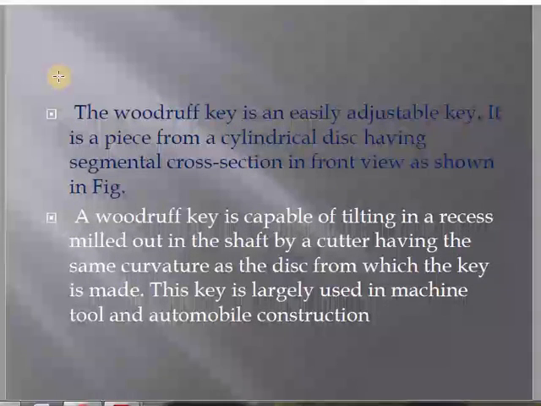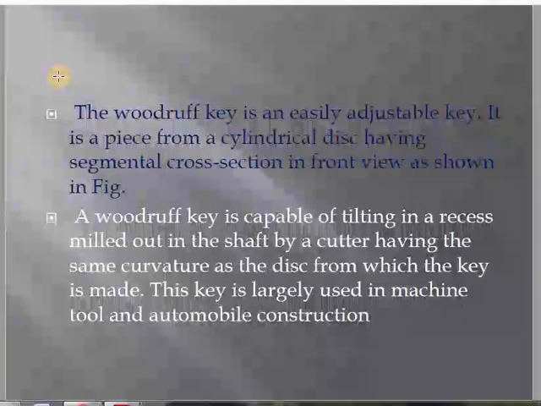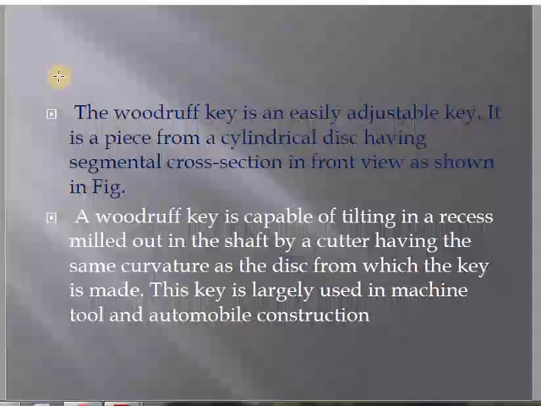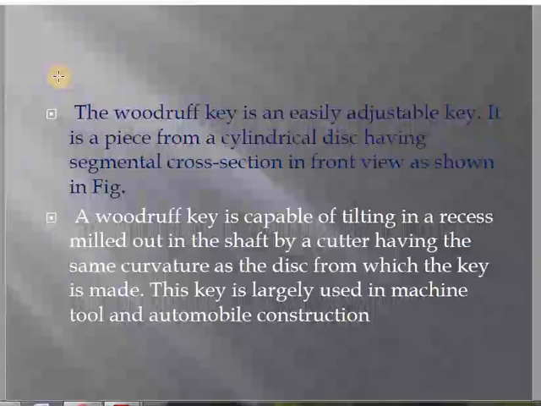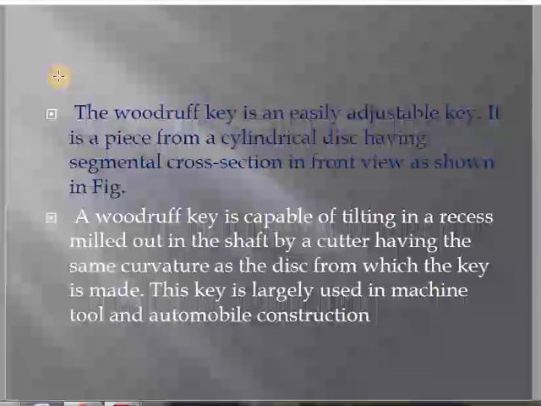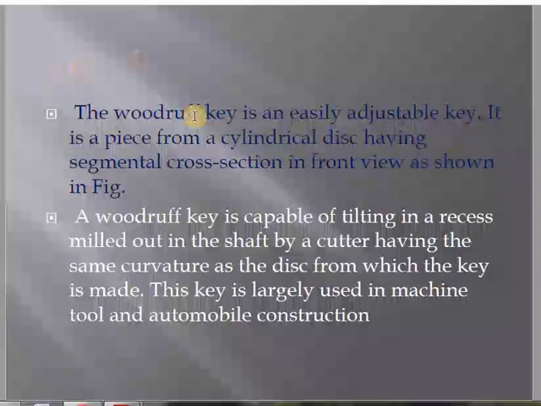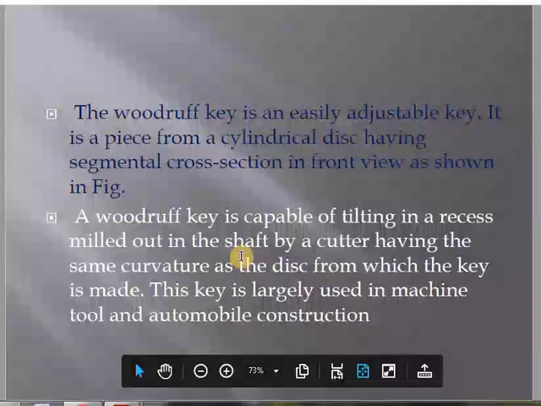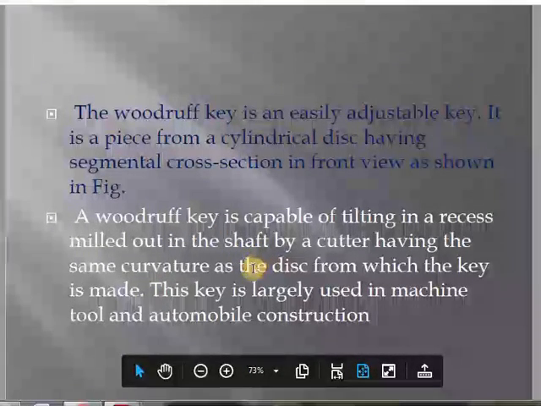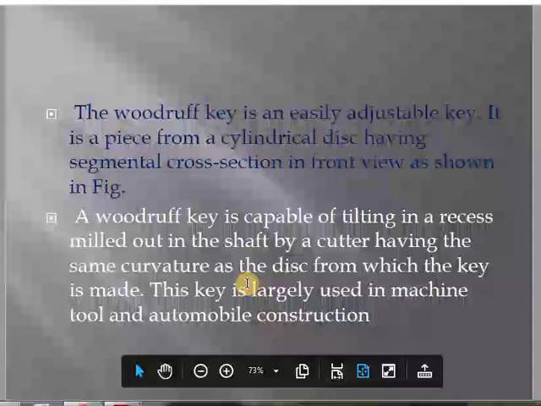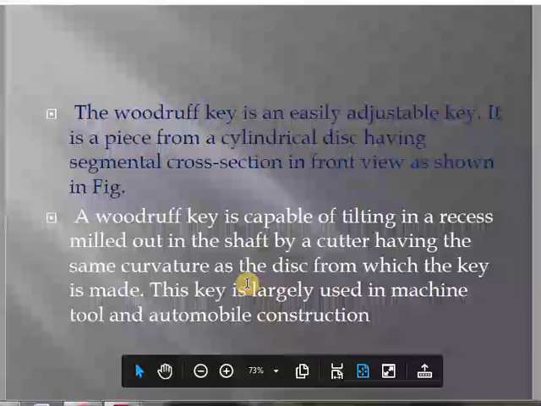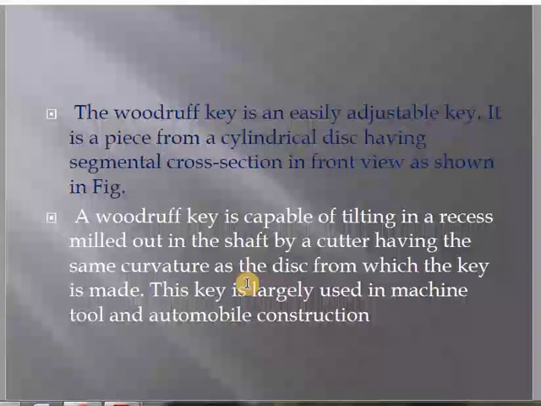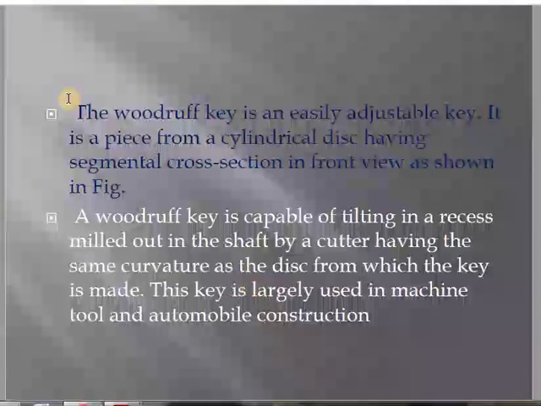It is a piece from a cylindrical disc having segmental cross section in front view as it is shown in the figure. A woodruff key is capable of tilting in a recess milled out in the shaft by a cutter having the same curvature as the disc from which key is made. This key is largely used in machine tool and automobile construction.